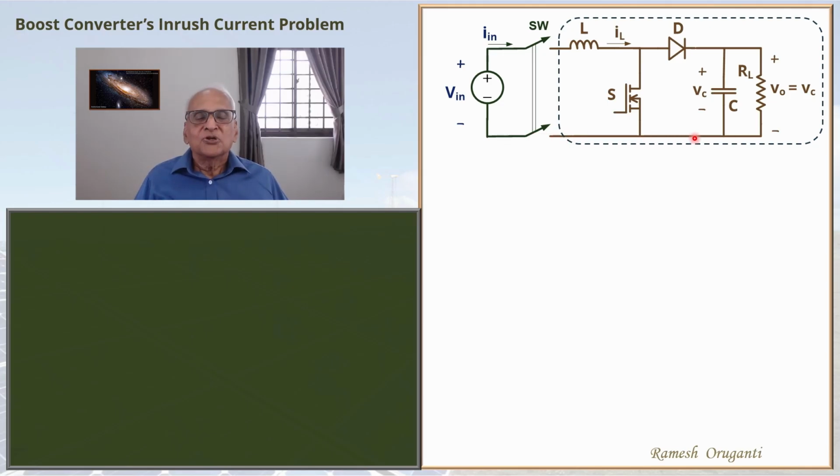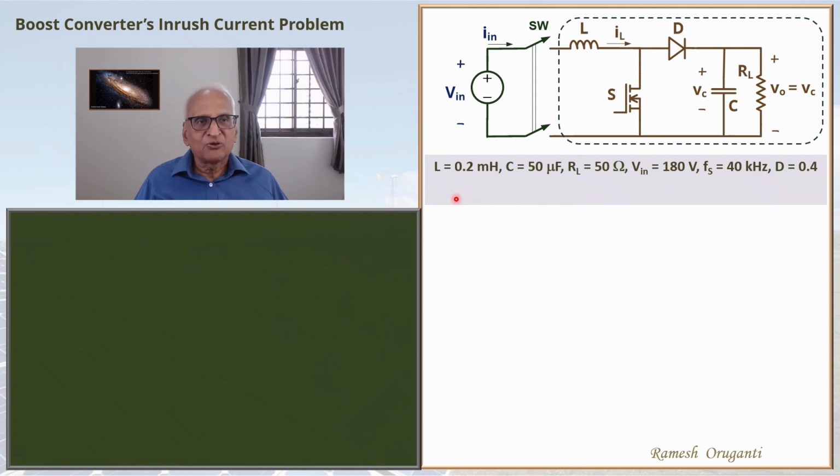In order to draw the waveforms and see what kind of inrush current arises, let us give some values to these components. L is taken to be 0.2 millihenry, C is taken to be 50 microfarad, RL, the load resistance, is 50 ohms, Vin, the input voltage, is 180 volts DC, the switching frequency is assumed to be 40 kilohertz, and the duty cycle is taken as 0.4.